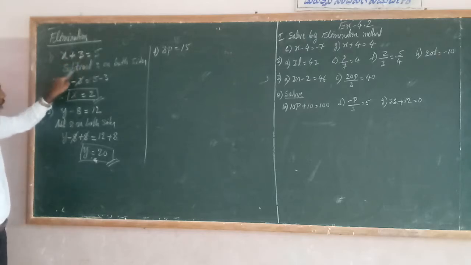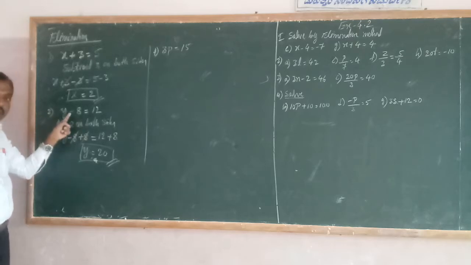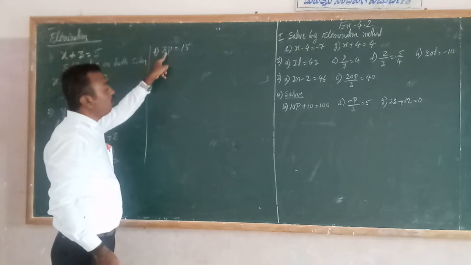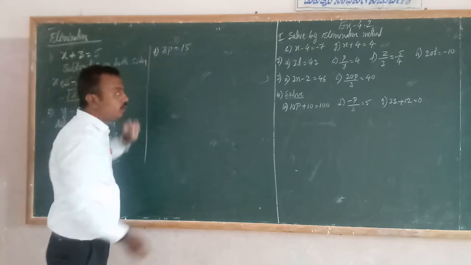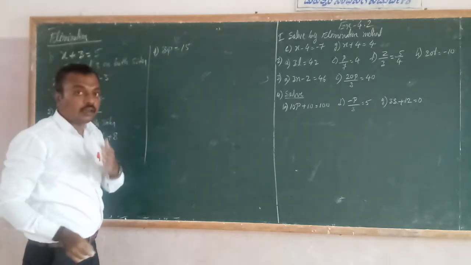In that first question, x and 3, variable and constant term, in between plus 5 is there, so we have to do subtraction. Next, variable and constant term in between minus is there, we have to do addition. Like that, 3 and p, variable term and constant term, in between which sign is there? Nothing is there means into is there. So if into is there, we want to do divide.